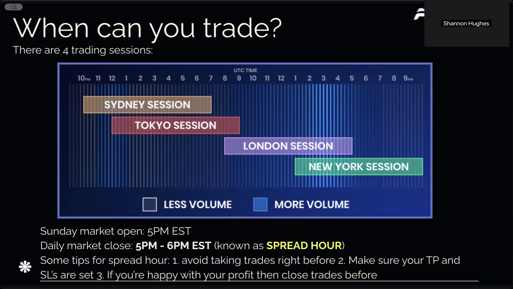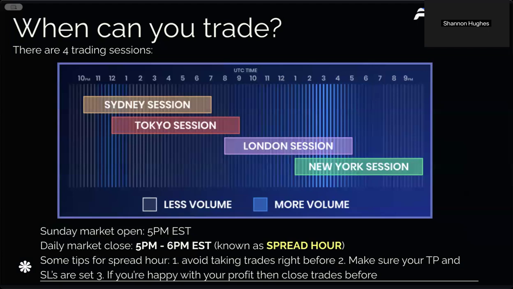So there's four different trading sessions. These are the four different major stock exchanges in the world. You've got Sydney, Tokyo, London, and New York. Sydney and Tokyo, we usually lump together and call that Asian session. Currently we would be in Asian session because both of those markets are open. Then you've got London session and New York.